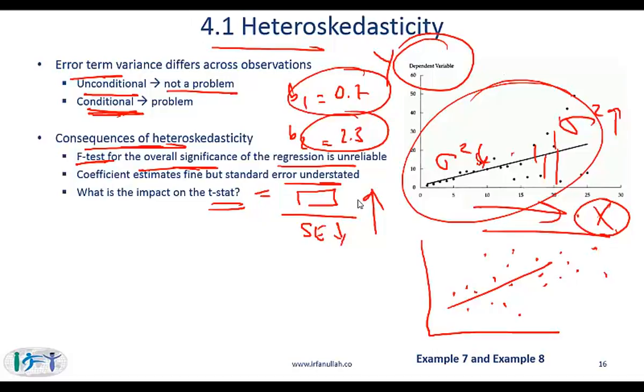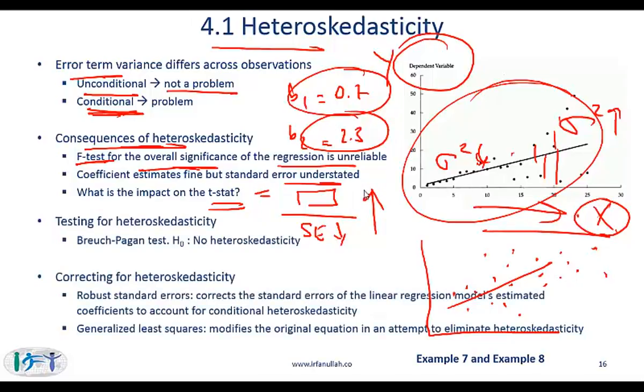The problem with an overstated t-stat is that you will reject the null hypothesis. So you will be happy. You're generally happy when you reject the null hypothesis. So you will incorrectly reject the null hypothesis because of this, or there is a risk of that happening. Okay, this is the consequence of heteroscedasticity, and specifically conditional heteroscedasticity.